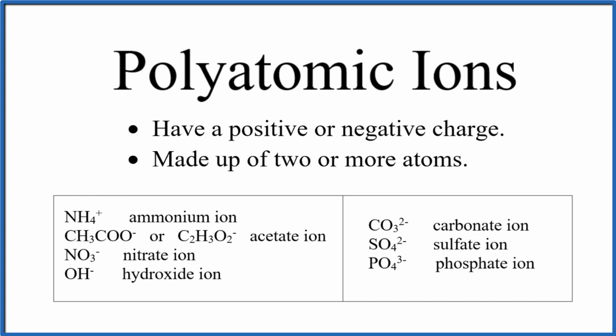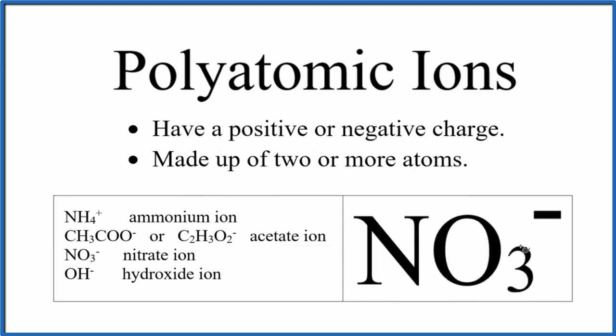Remember that when we're talking about polyatomic ions, like the nitrate ion, for example, the charge, the 1- here, applies to the whole ion. So that negative charge goes to the whole ion here.